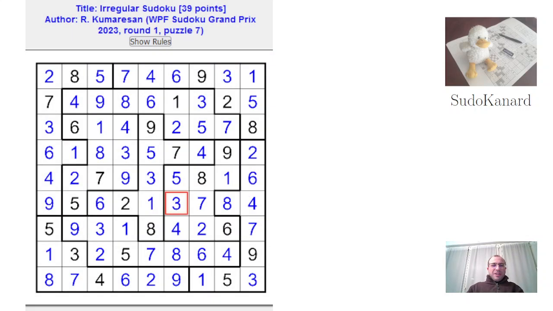All right, so really this Irregular Sudoku by Kumaresan was free of huge struggle, as it may happen sometimes with this variant. So that was really neat.